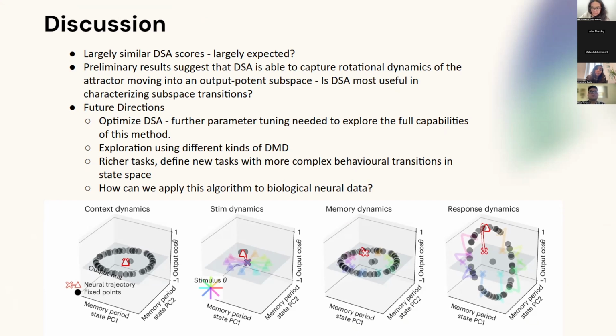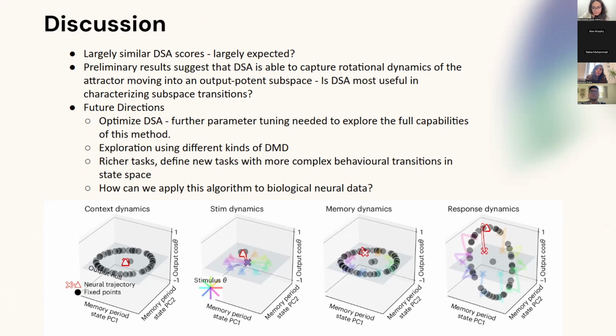Primarily, our next steps involve optimizing the parameters of the algorithm and testing different kinds of dynamic mode decomposition, which is a component of the algorithm, to fully exploit DSA's capabilities. We also want to run more statistical validation tests on our clusters for both the high and low DSA scores, and we want to understand their behavior better in the context of their motifs.